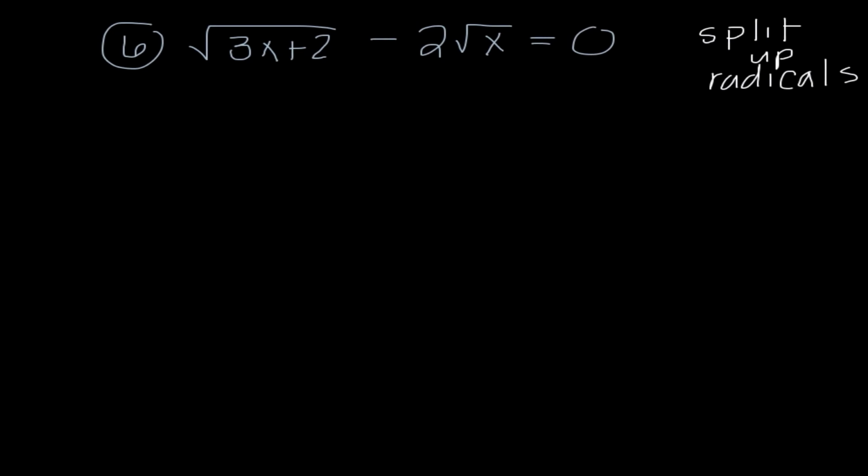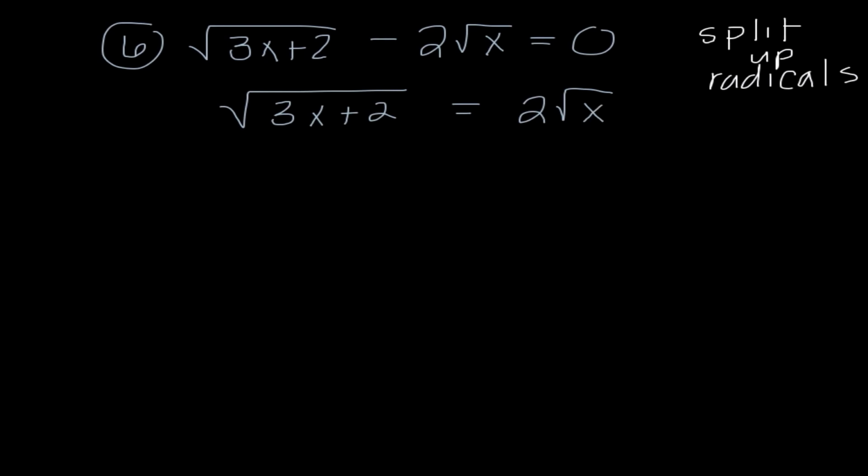Okay, so number 6 looks kind of tough because I have two different radicals. And I cannot combine these two because they don't have the same radicand, so I can't add them together. So what I want to do here is split them up. So I'm going to go ahead and add the 2 radical x to both sides.